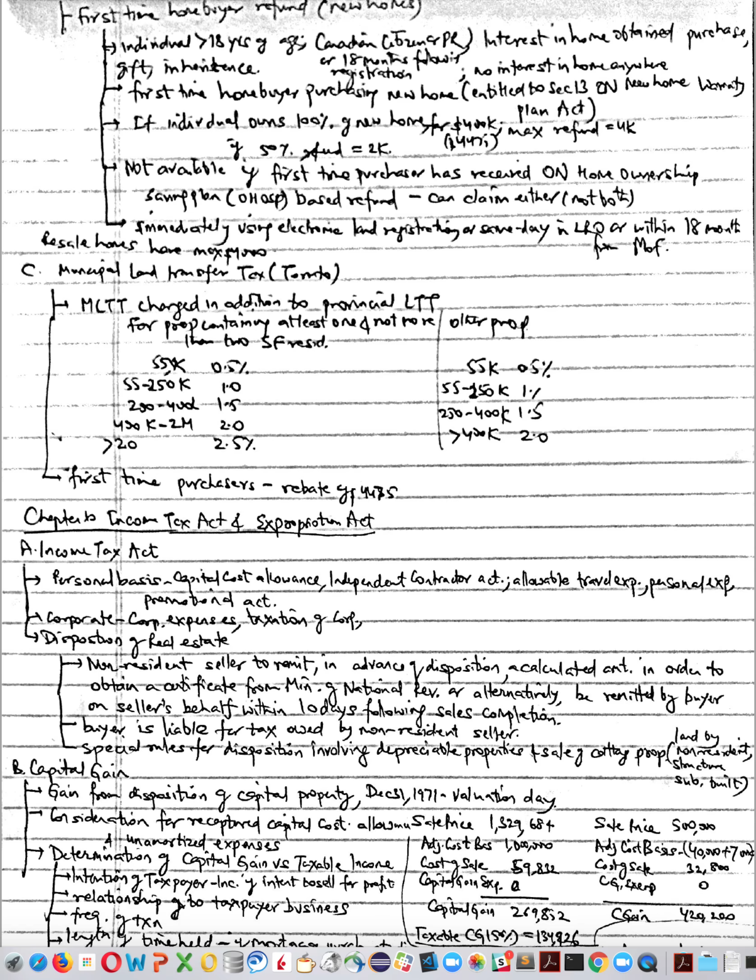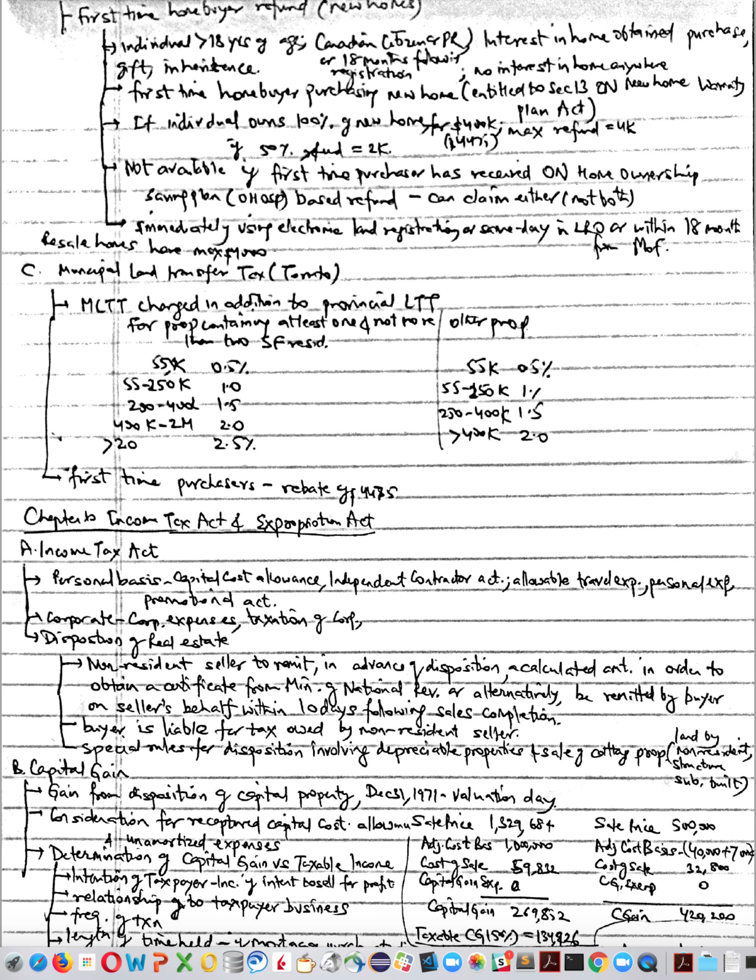Section 116 of the Income Tax Act sets out provisions for the collection of capital gain tax payable by non-resident sellers. The Act establishes a procedure requiring non-resident sellers to remit in advance of the disposition a calculated amount in order to obtain a certificate from the Ministry of National Revenue, or alternatively to be remitted by the buyer on the seller's behalf within 10 days following the sale completion.